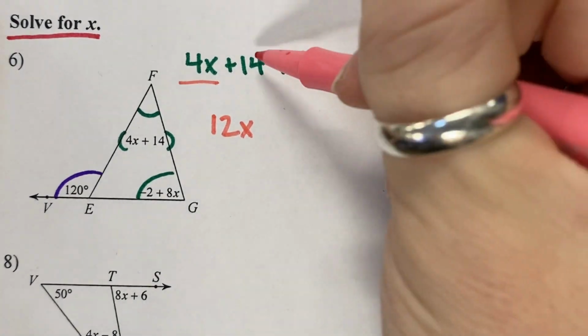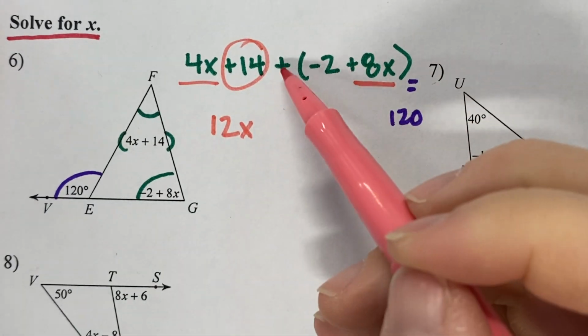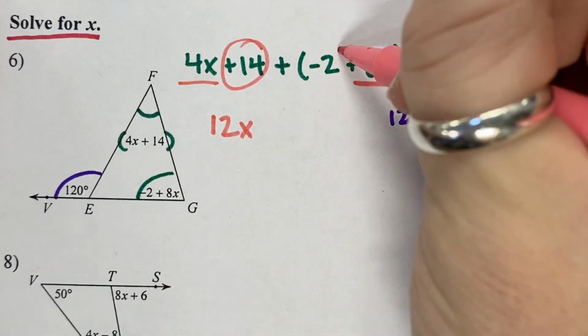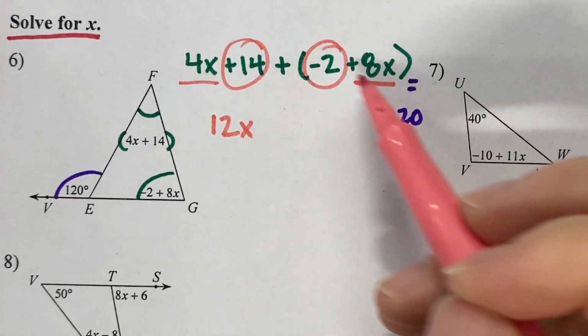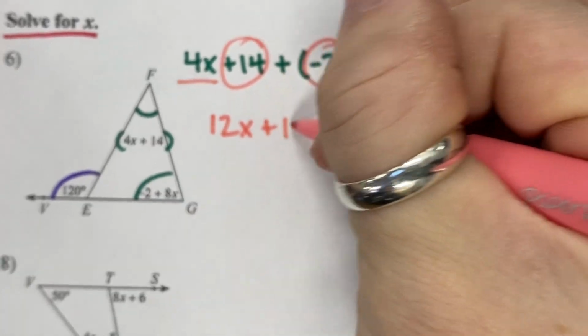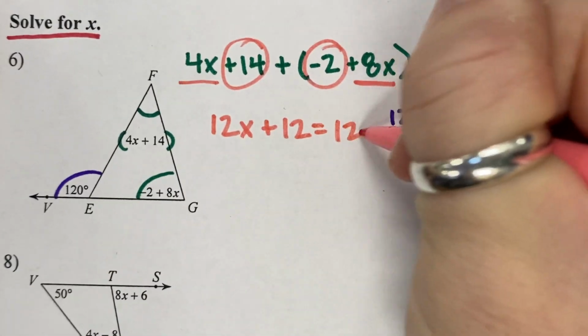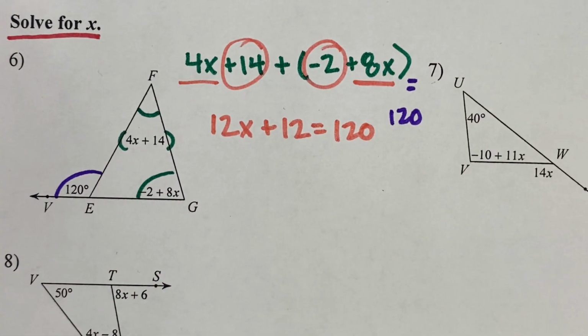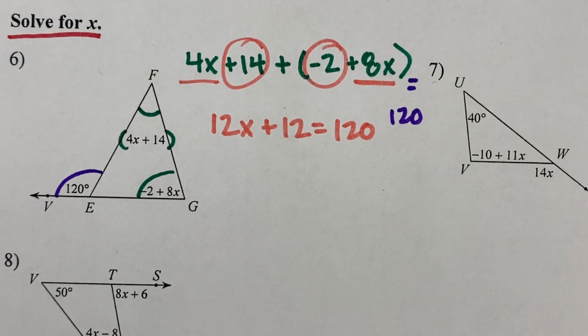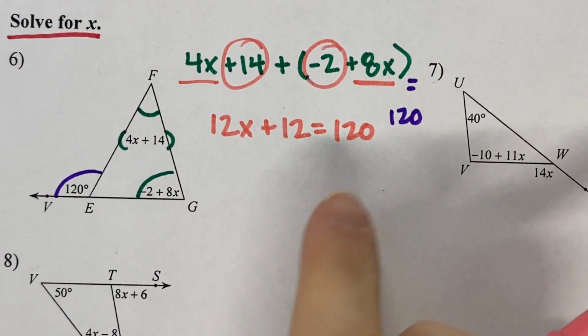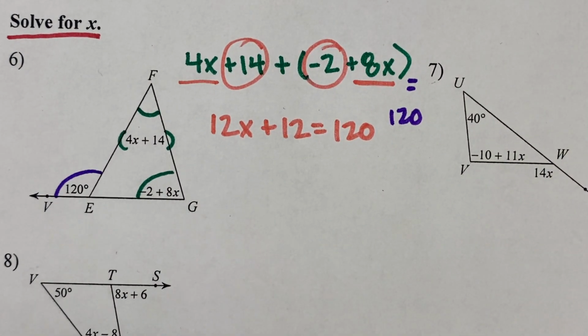Okay, then I can combine positive 14, and if I'm adding a negative, that really just means I'm subtracting. So 14 minus 2 gives me positive 12. Okay, and again, it's still all equal to that exterior angle of 120. Okay, so now it looks a lot shorter. We can actually go ahead and start solving it now.